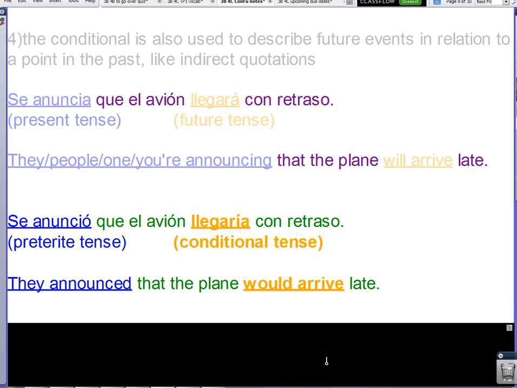That's, finally, I'm done saying all I have to say about the future and the conditional. That was a lot of information, so you will get rewarded with points for taking your notes. Good job.